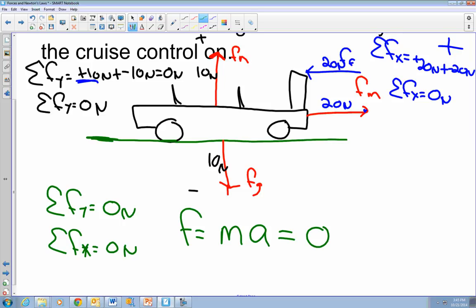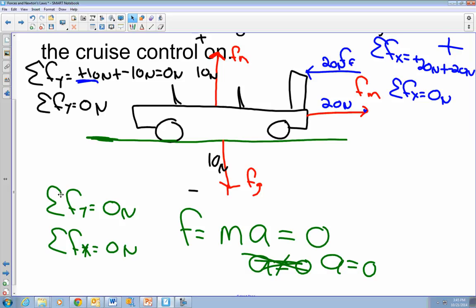So that would have to tell me that my acceleration is 0. Sorry, I had to cross it out. Acceleration equals 0. Is it possible to move with an acceleration of 0?